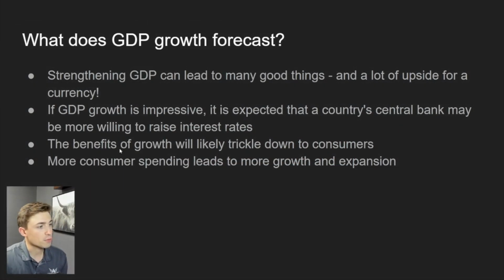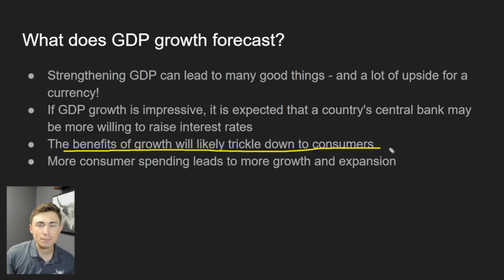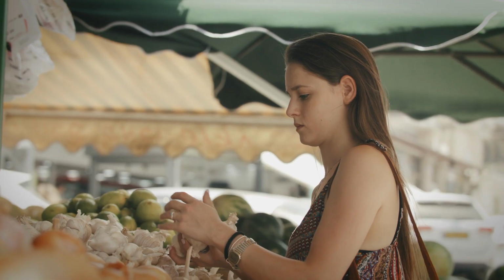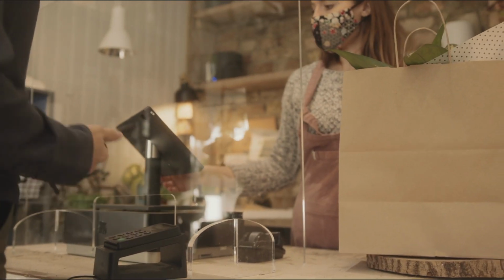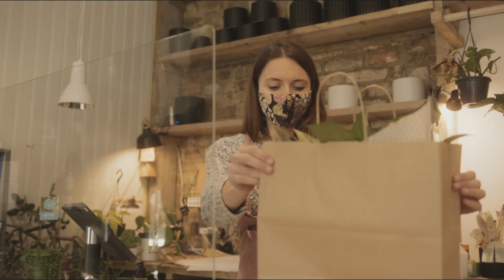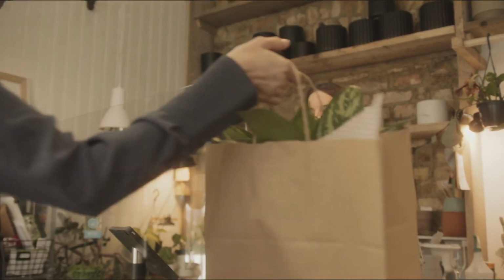All right, so the benefits of growth will likely trickle down to consumers. This is another important component. If growth is happening, it's going to end up landing in the common person's ability to spend more. The middle class becomes stronger and people have more money to spend, which further allows people to spend, causing more growth and more expansion.